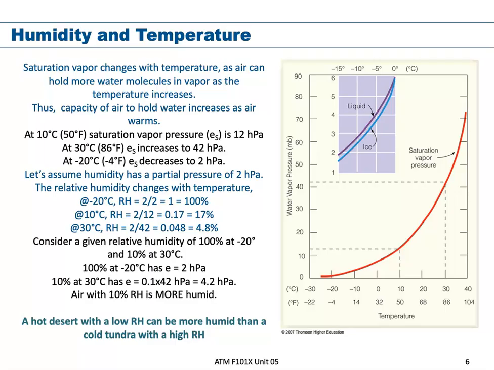And we'll often find that in desert regions where it is very hot and very low relative humidity, the air is actually more humid than the air in cold, dry regions. The plot also shows the difference at low values of vapor pressure over ice and water, and this is an important factor we'll see later in cloud formation.